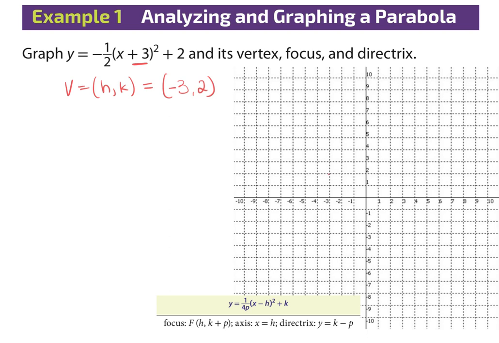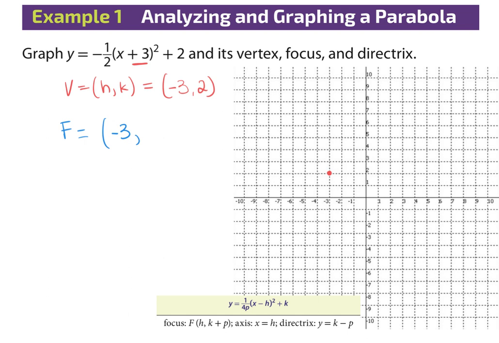So if I want to graph my focus, then I am going to use this formula down here. My h is easy. I already know what my h is. My h is -3. The other piece that we need then is p. When they give this to you, they have given you a, right?